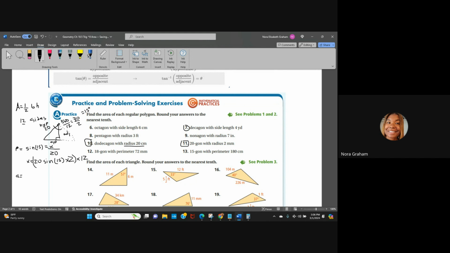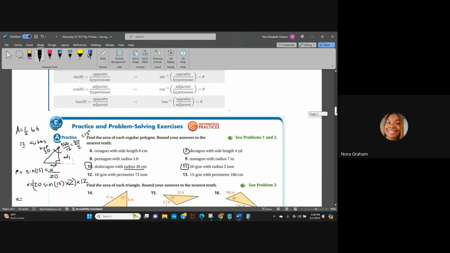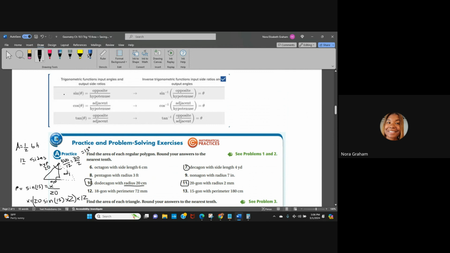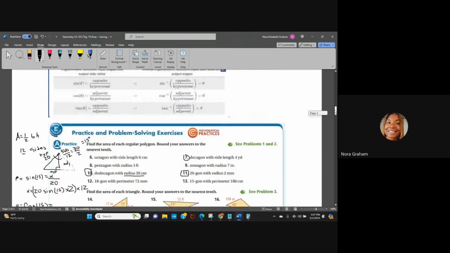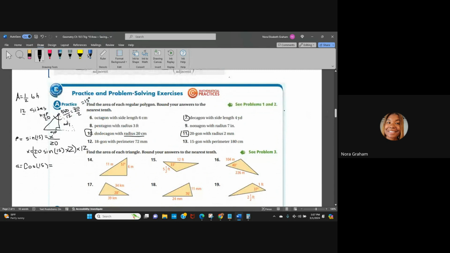I want to use usually what they gave me. They gave me my hypotenuse and my adjacent. So I need to use something that uses hypotenuse and adjacent. That's going to be my cosine right here. So let's go ahead and use cosine. So I'm going to have cos of my degree, cos of 15, and that's going to equal, I always try to say SOHCAHTOA in my brain, adjacent over hypotenuse. So that's just going to be x over 20.